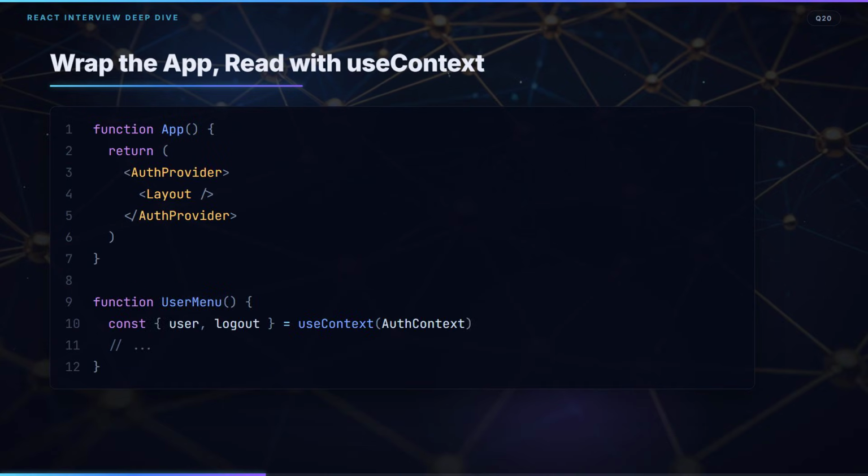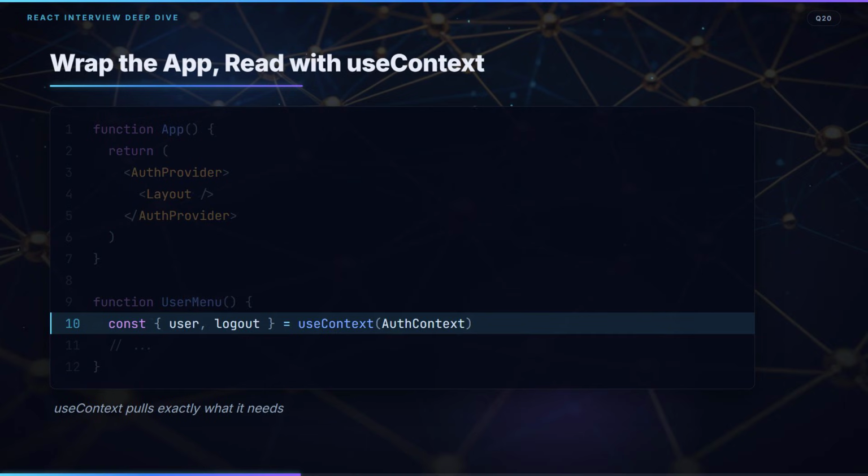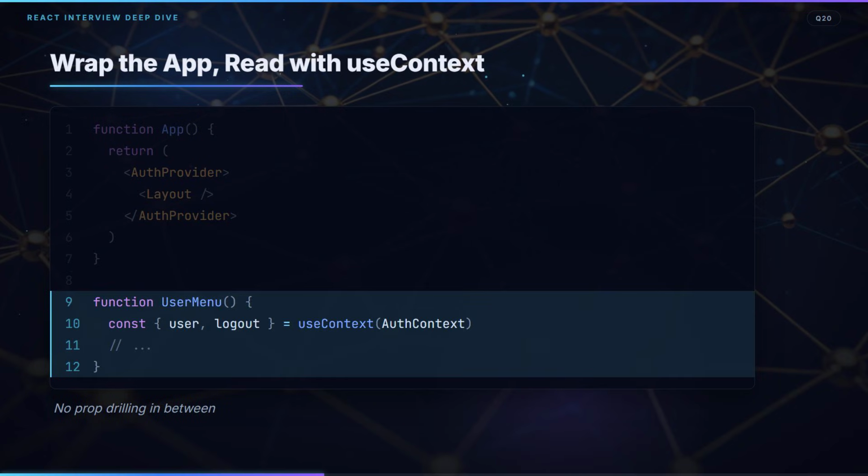Next, wrap the application, put the provider high up, in the app, the root layout, or a dedicated providers file. Then any component reads the data with useContext, pulling exactly what it needs, like the user and a logout function, no prop drilling in between.